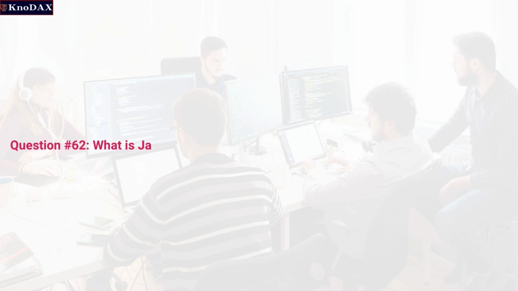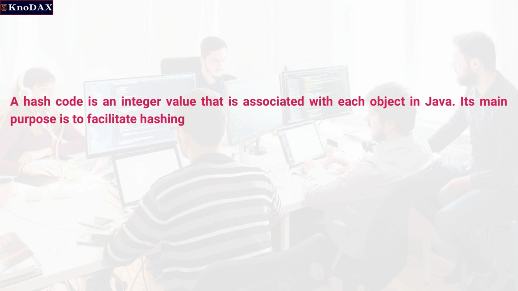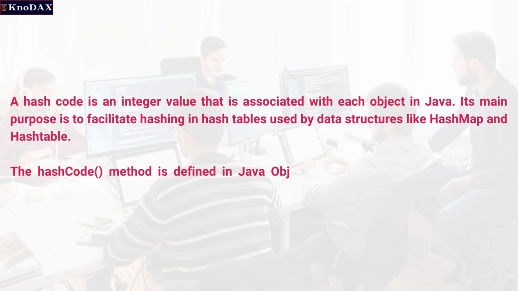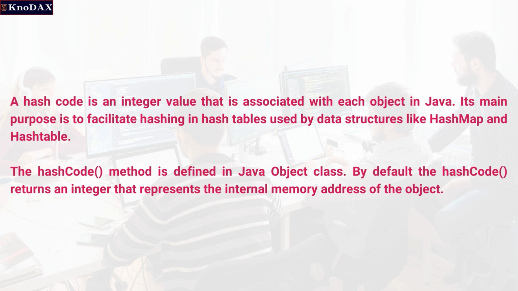What is hashcode method? A hashcode is an integer value associated with each Java object. Its main purpose is to facilitate hashing in hash tables used by data structures like HashMap and HashTable. The hashcode method is defined in Java object class. By default, the hashcode method returns an integer that represents the internal memory address of the object.